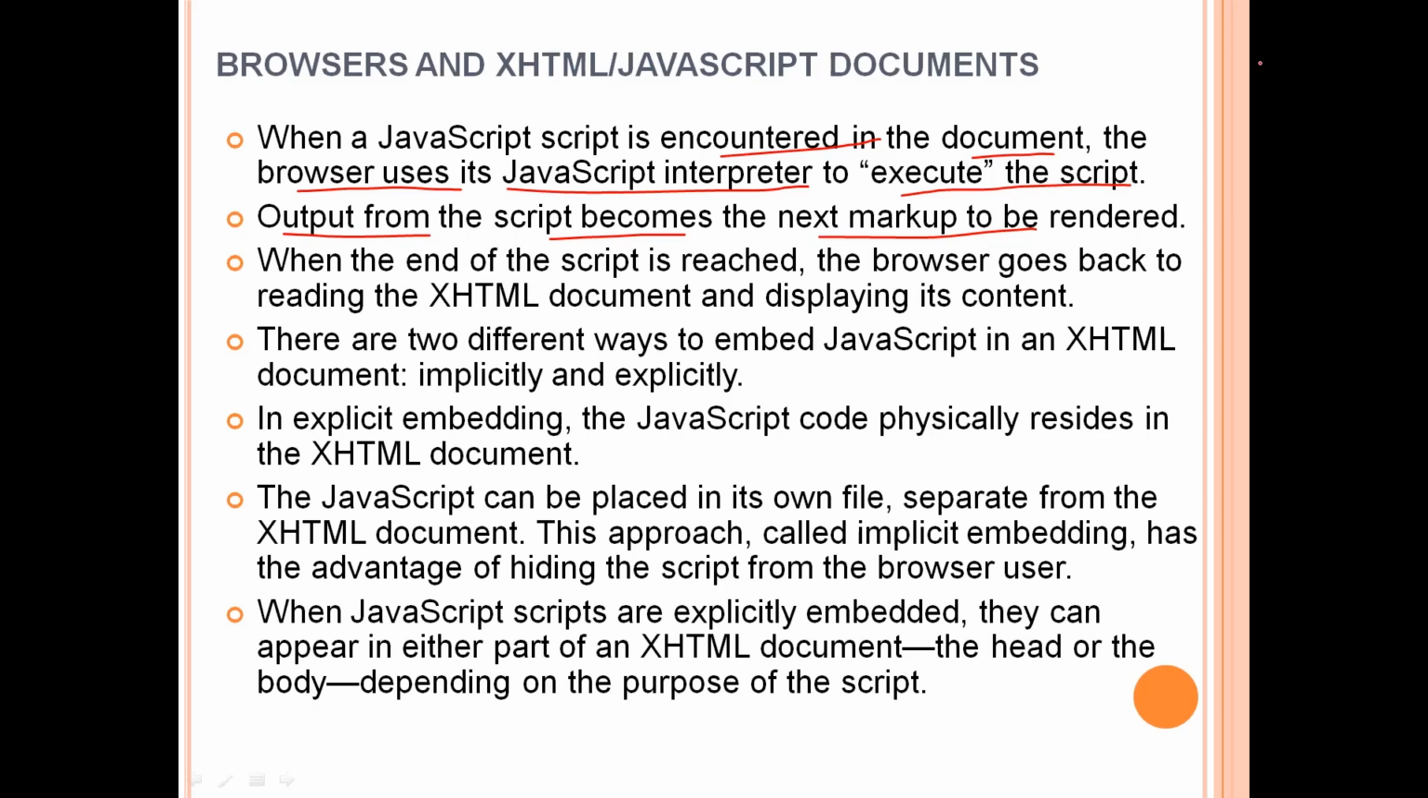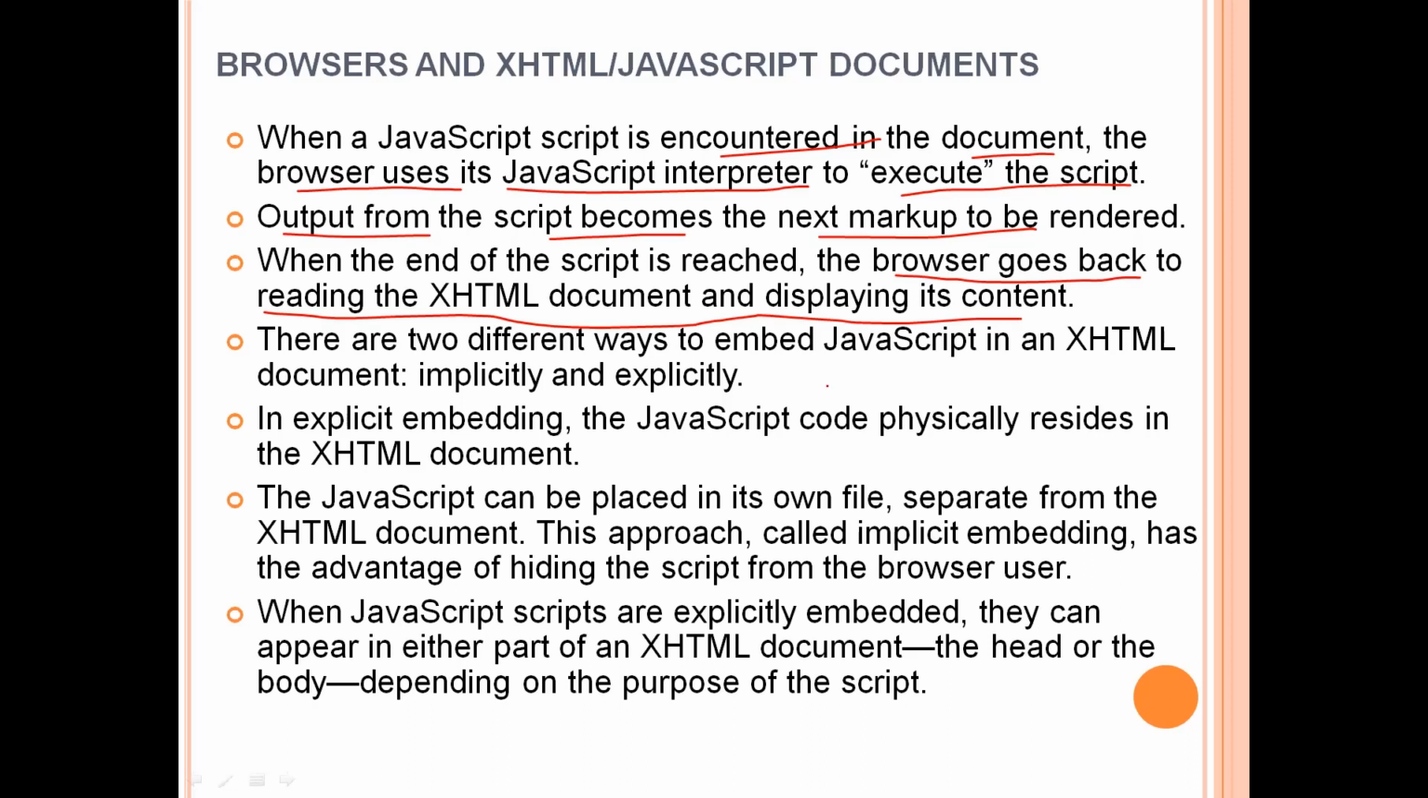When the end of the script is reached, the browser goes back to reading the XHTML document and displaying its content. Now the document contains both JavaScript and XHTML. So what the browser does is, if it detects a JavaScript, it executes it, and when it reaches the end of the JavaScript, again it starts with the XHTML elements in the document.